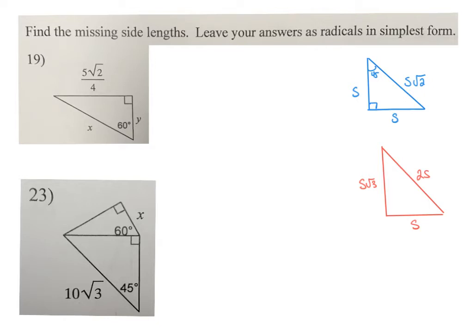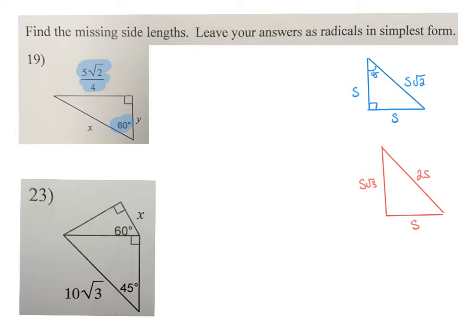So let's look at this first one. First, determine what type of triangle you have. We have a 30, 60, 90 triangle. Then determine which side you have. We have the long side. If I have the long side and I need the short side, because you need the short side to solve for all of them, then you divide by the square root of 3.